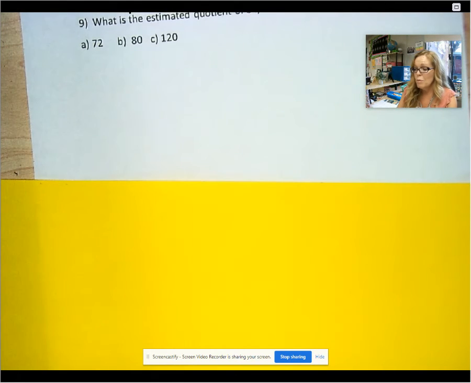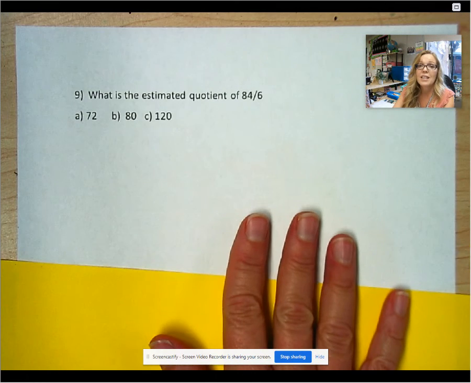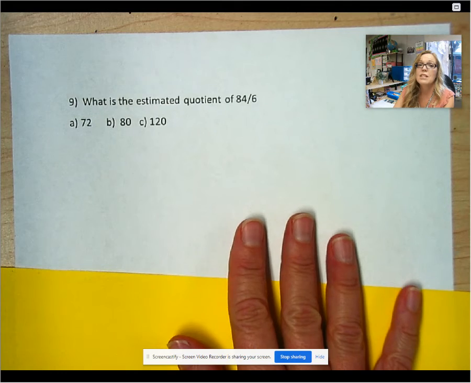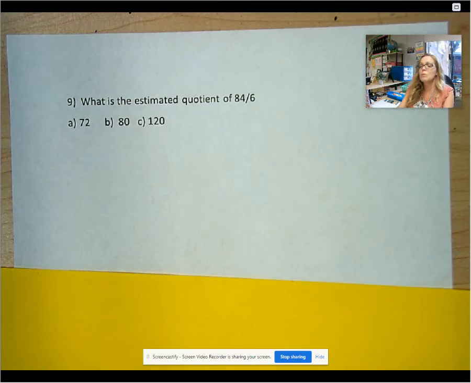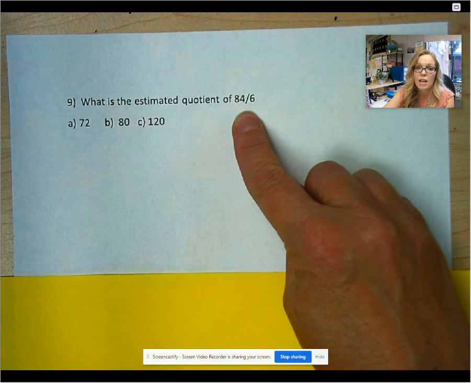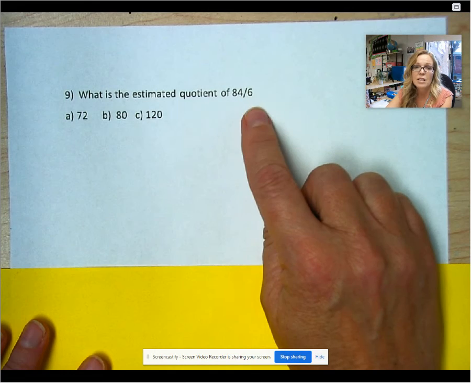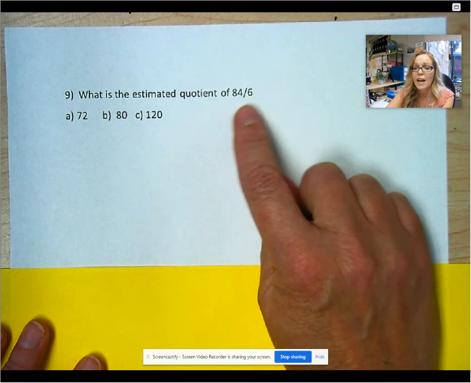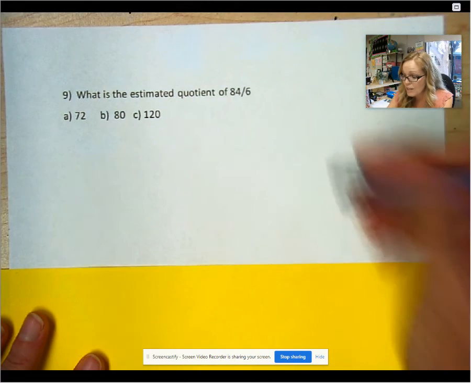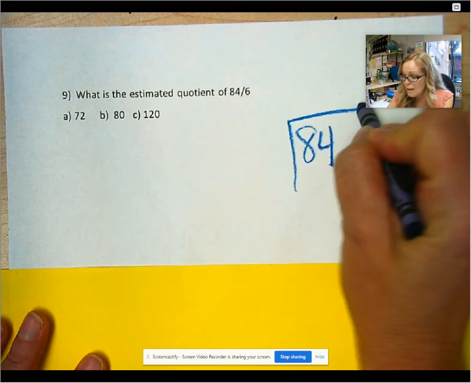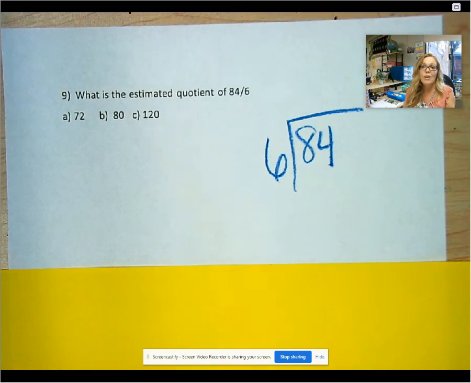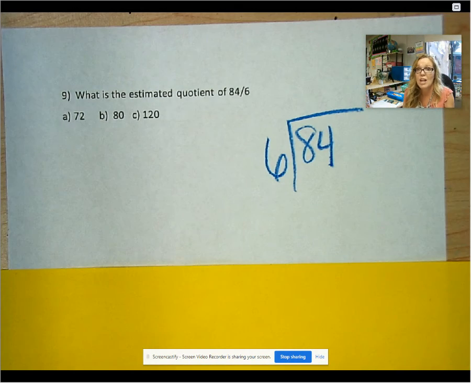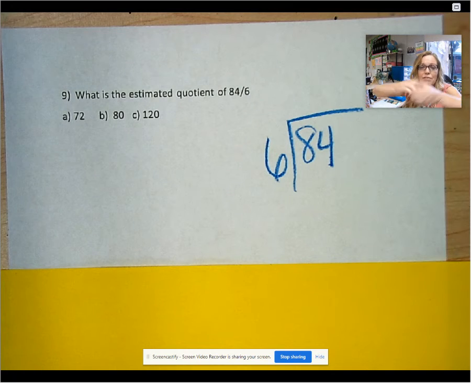Okay. What is the estimated quotient of 84 divided by 6? Oh my gosh. Remember, this is the division sign when we're in a word processor. So 84 divided by 6. If you know long division, that looks like this. But seeing that we don't even get to long division until next chapter, oh my gosh, why would they do this to us? Then what we can do is, remember this symbol, our brain-based stuff.